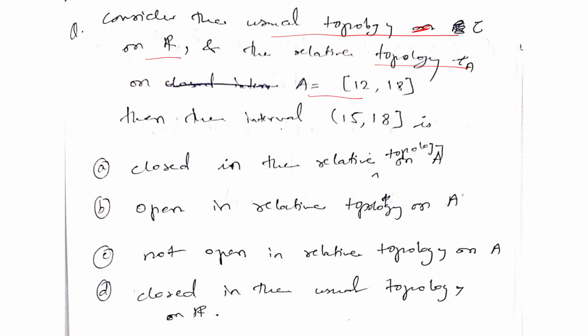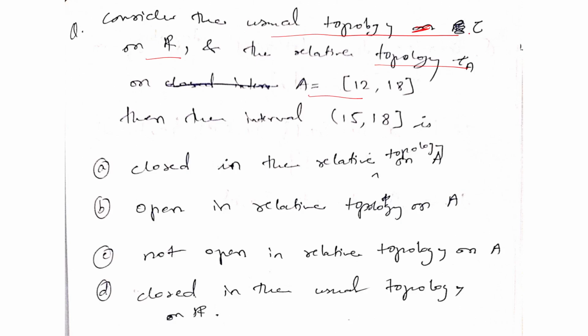Now, you have been asked: the interval open at 15, closed at 18 is what? Is it option A, closed in the relative topology on A, or option B, open in the relative topology on A, or C, not open in the relative topology on A, or D, closed in the usual topology on R? I hope the question is clear to you. Just solve it and let me know the correct option.